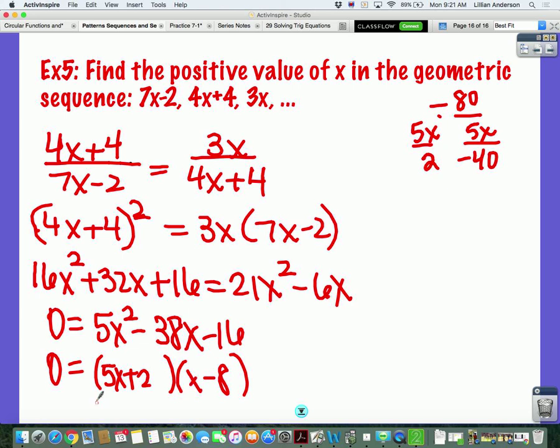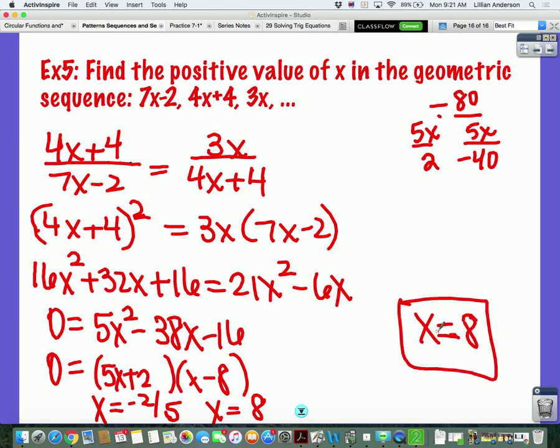So you would have gotten x equals negative 2/5 and x equals 8. And since it's asking for the positive value, it would be 8. Questions?